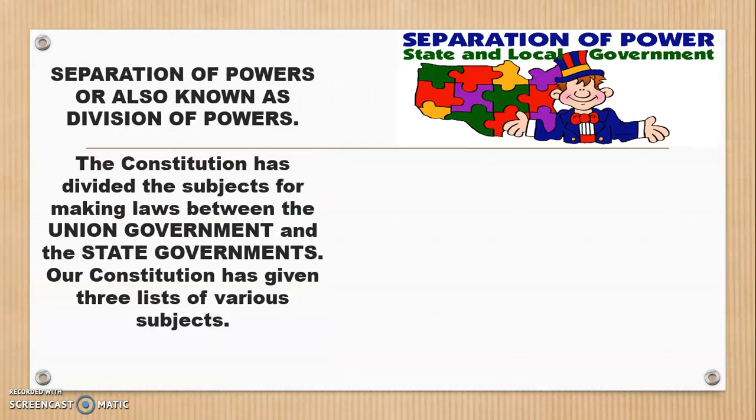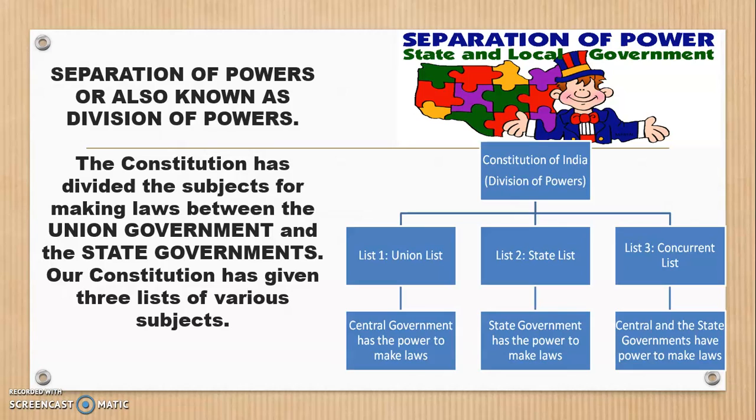Now moving ahead, let us understand the next important part, that is the separation of powers, or what we actually call the division of powers. Now what is the division of powers? Our Indian Constitution has divided separate subjects for proper administration of the country, and these subjects are listed as lists. So as you can see, you have the union list, the state list, and the concurrent list. Now what are these lists?